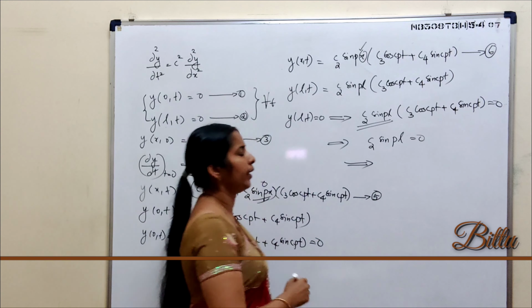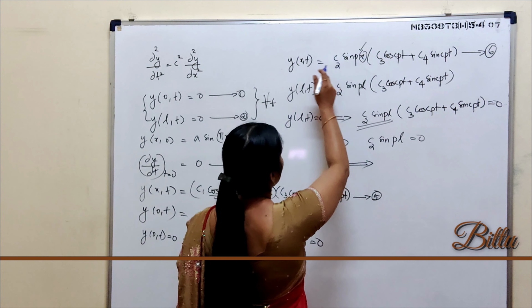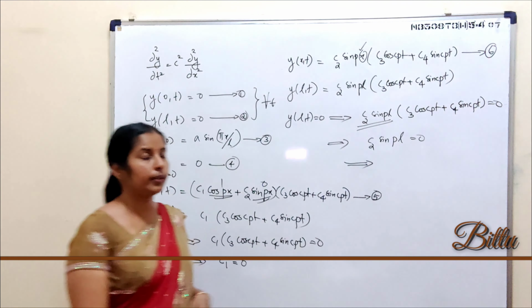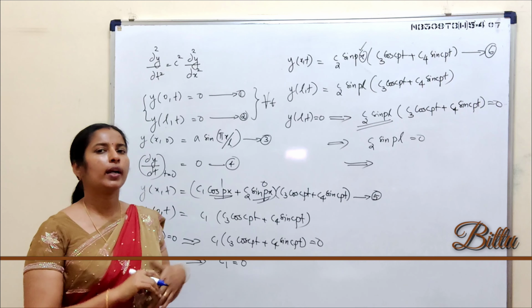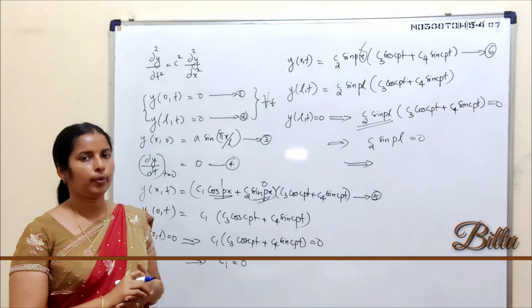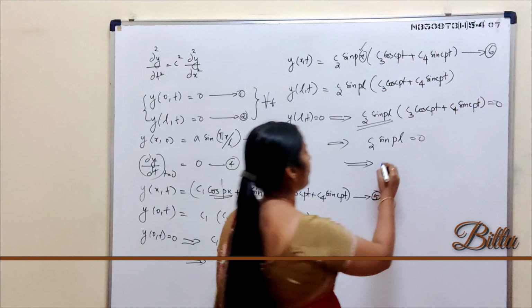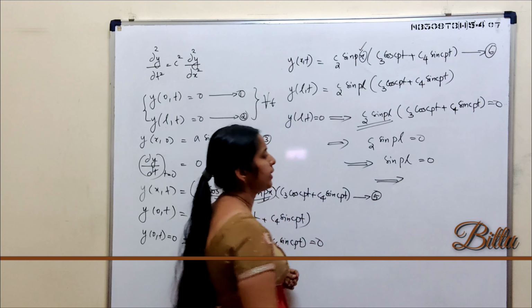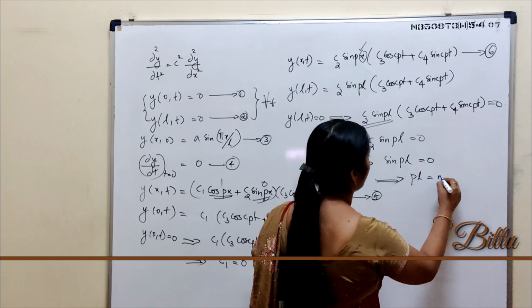Here c2 cannot be 0. If c2 is 0, you can see from equation number 6 that the right side is completely 0, that is y(x,t) is 0. That means there is no displacement at any point while oscillating the string, which is not true. So c2 cannot be 0. The possibility is sin pl = 0. We know sin nπ is 0, so pl = nπ.